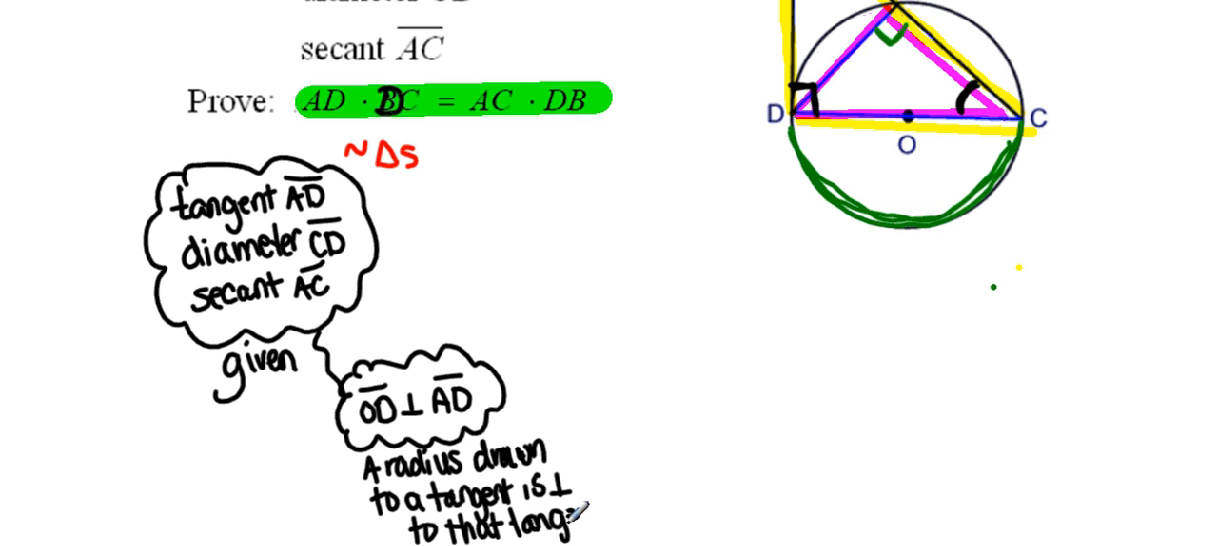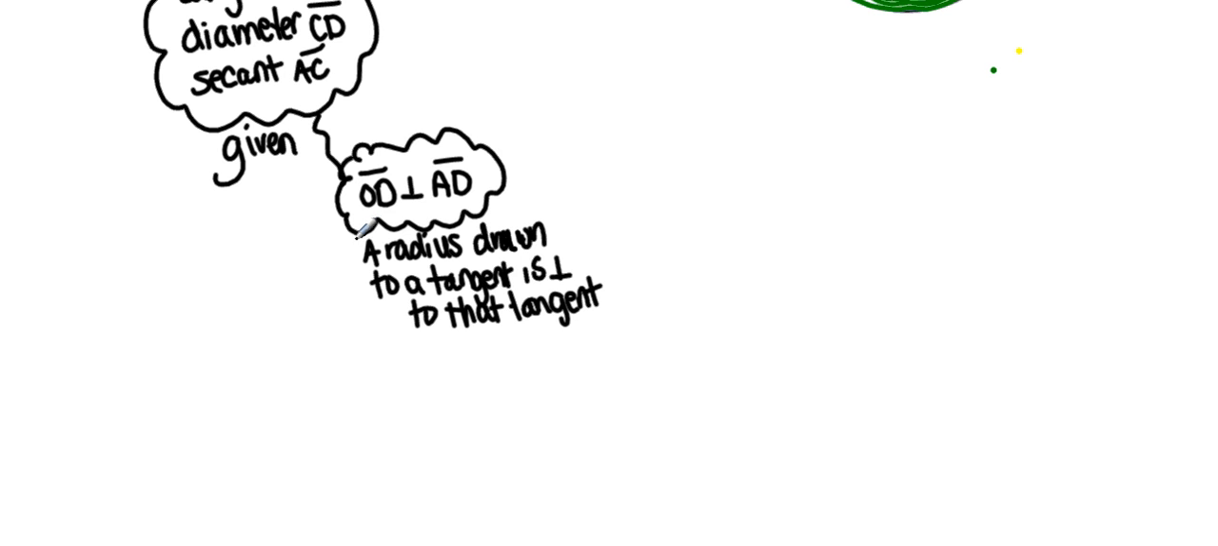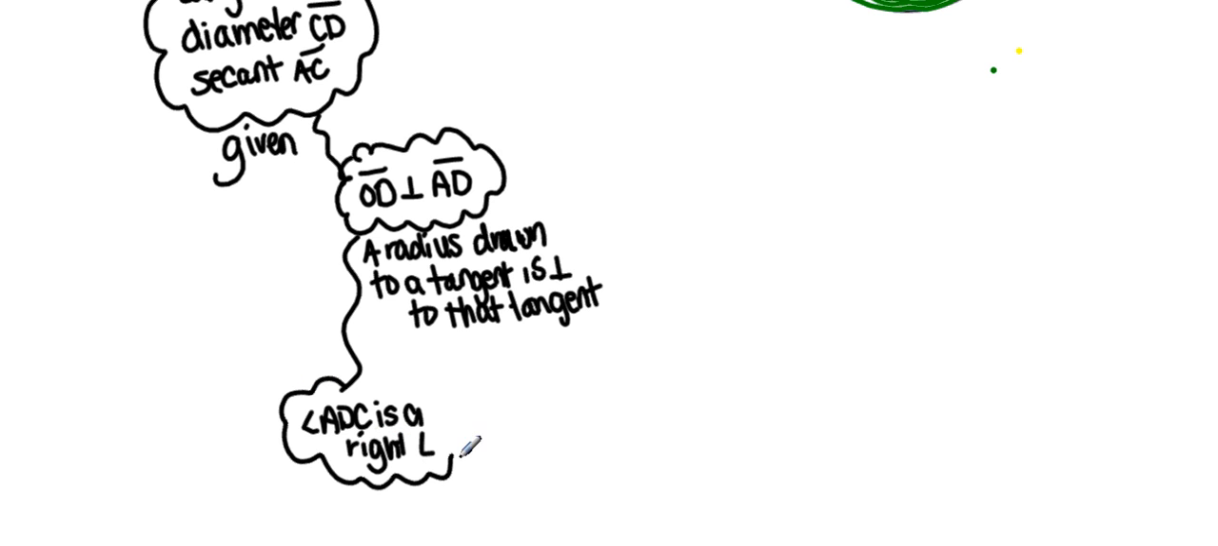Although I might be tempted to say that angle D is a right angle, if I look in the picture, there's a couple different angle Ds, so I need to be a little bit more clear and specific about exactly which angle D I'm referring to. So I'm going to call that angle by its formal name, angle ADC. And that's because perpendicular lines make right angles.